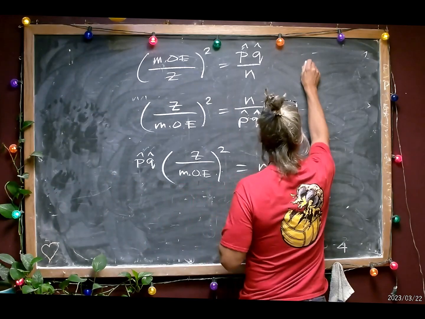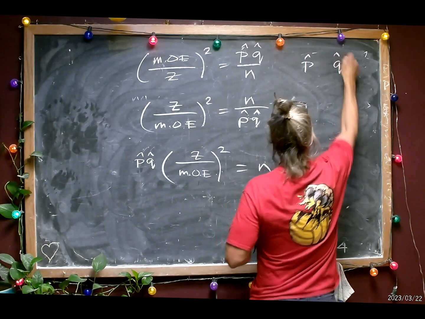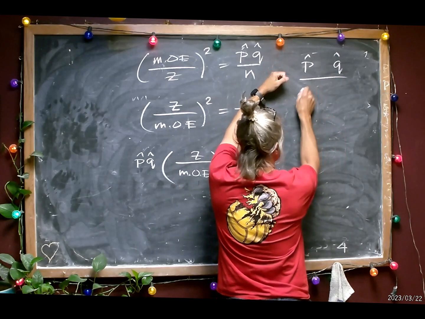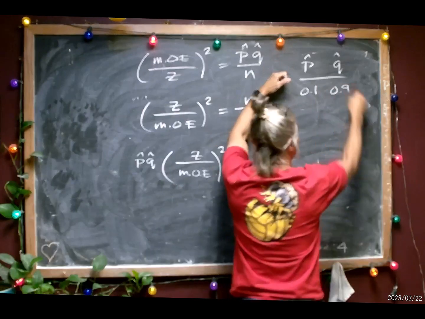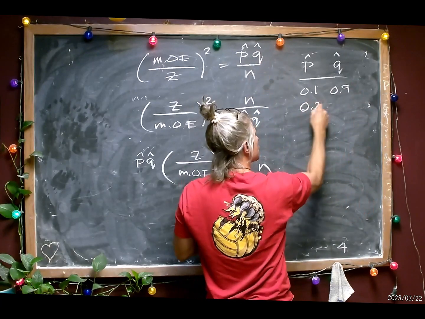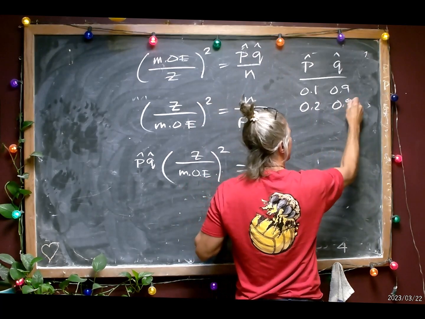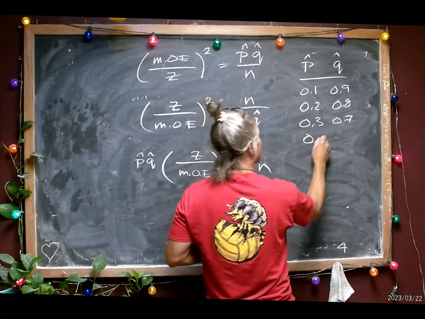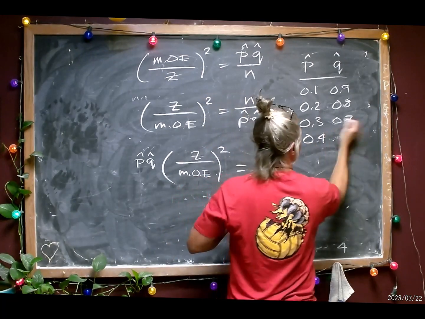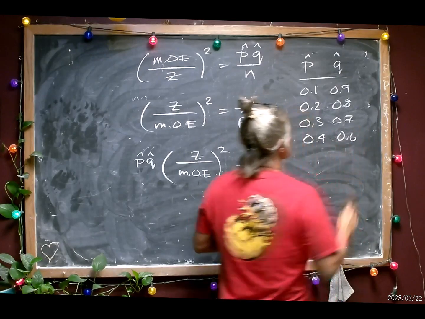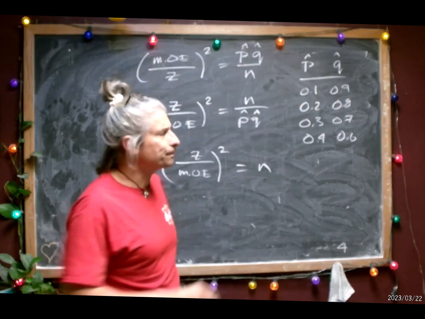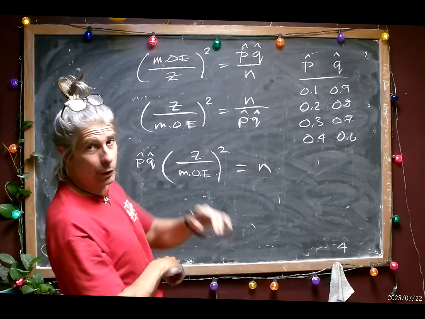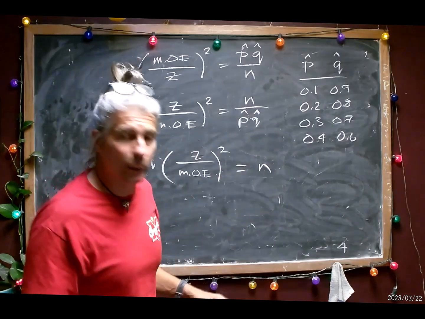So for example, I'm just going to give you a couple little values that p hat and q hat could be. It could be that p hat is like 10%, which means q hat is 90%. Or it could be that p hat is 20% and q hat is 80%. Or anything really. 30% and 70%, 40% and 60%. It could be any of these things. Multiplying them together, though, you're going to see something kind of cool.